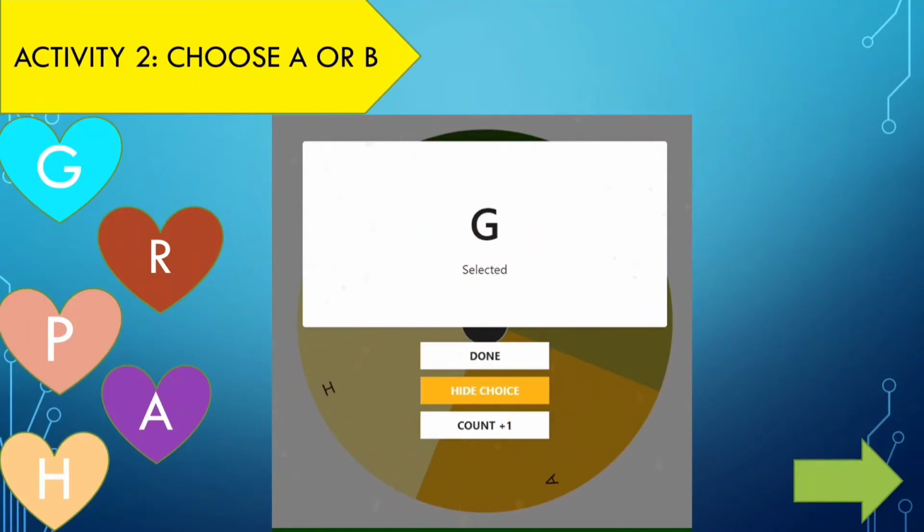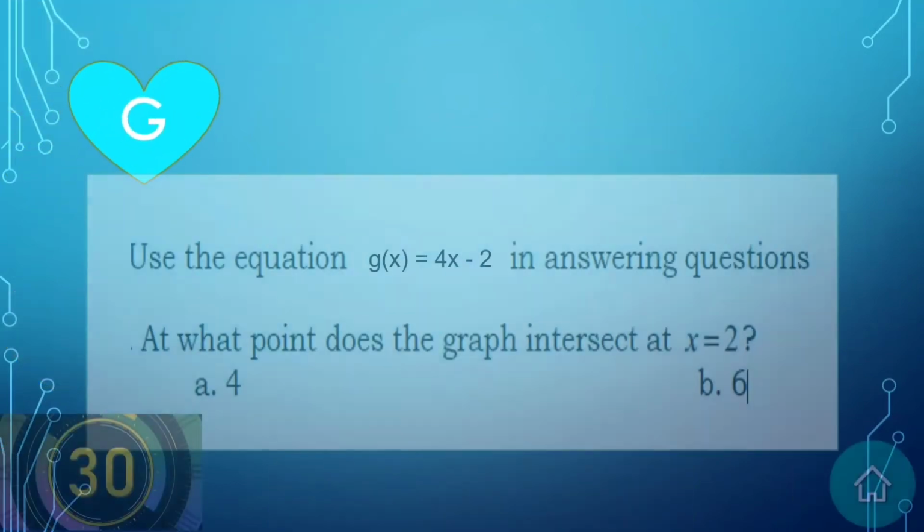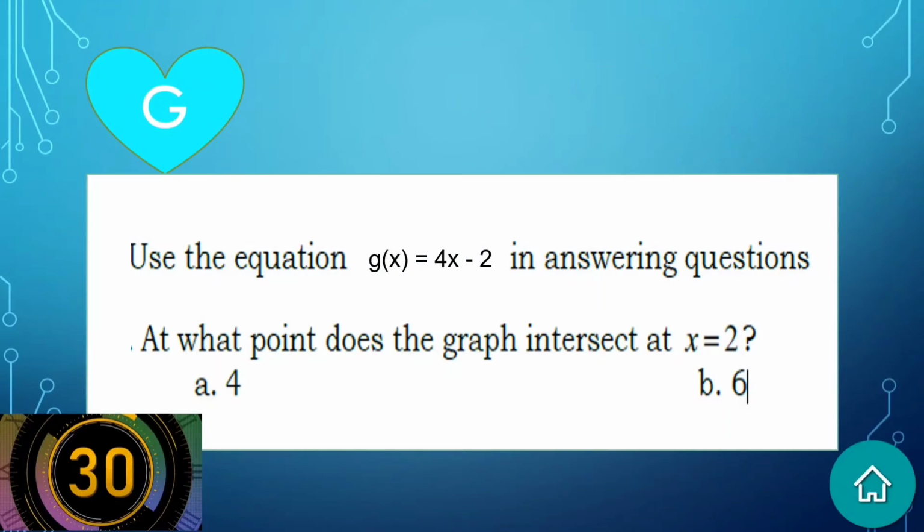Okay, so G is the next letter. So let's see the question in letter G. The question in letter G: use the equation g of x is equal to 4x minus 2 in answering questions. At what point does the graph intersects at x is equal to 2? Is it A, 4 or B, 6? So, the timer starts now.